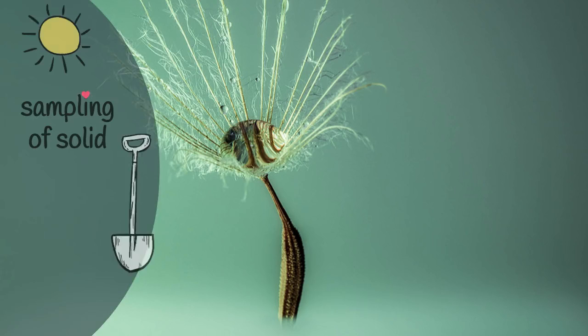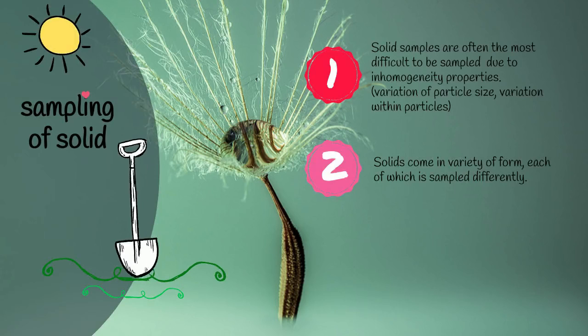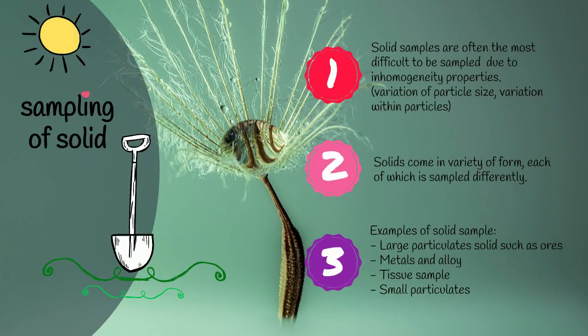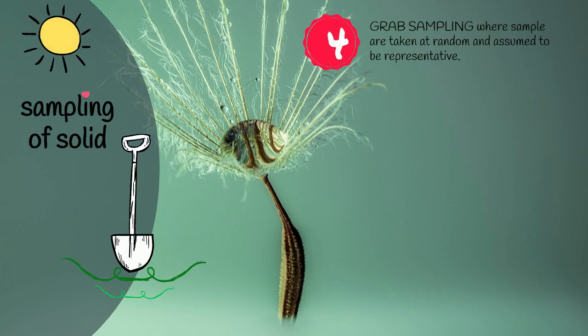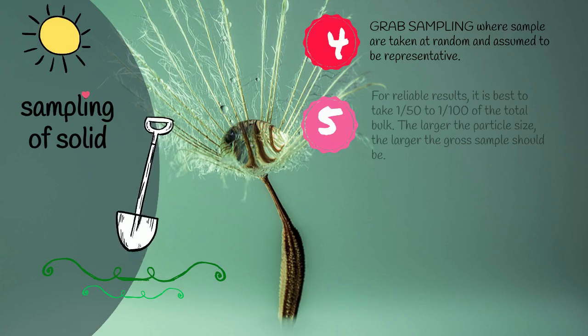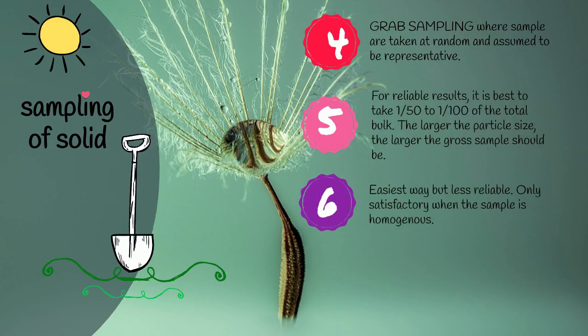Solid samples are the most difficult to sample due to their inhomogeneity. Solids come in a variety of forms, each of which is sampled differently. The easiest way to do solid sampling is by grab sampling, where the samples are taken at random and seem to be representative. To get a reliable result, it is best to take 1/50th to 1/100th of the total bulk.